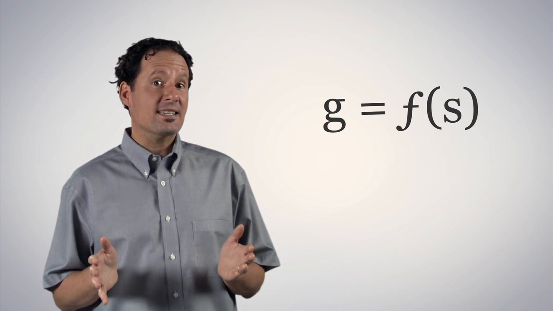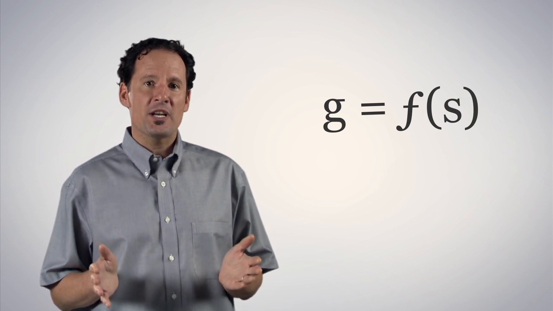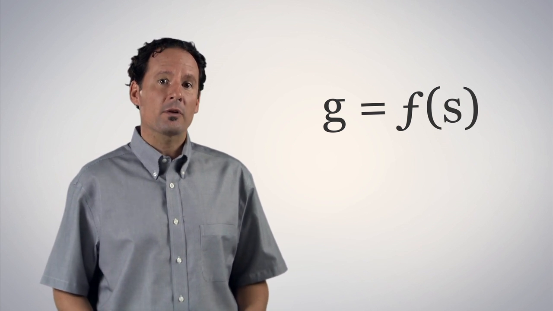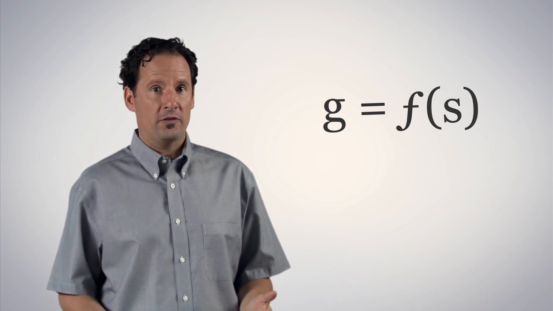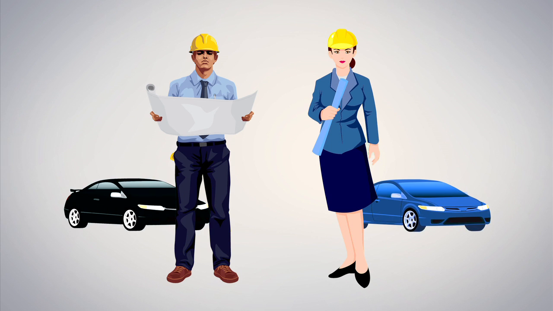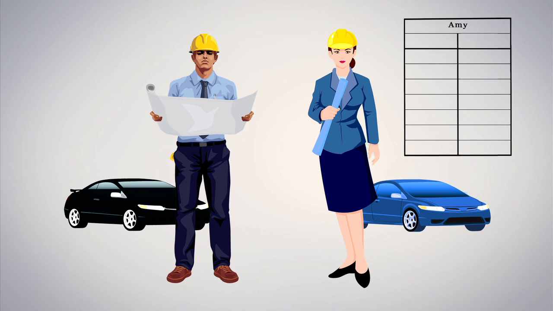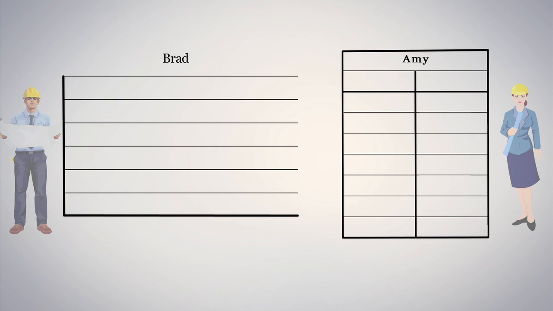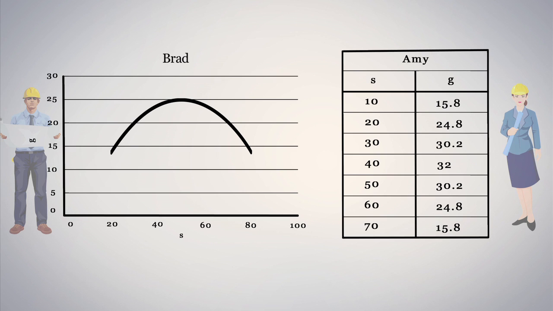We could say that G equals f of S, where S is your speed in miles per hour and G is the fuel efficiency in miles per gallon. The function f relates these input and output values. One day, two of your top engineers working on two different engines bring you some data to compare. Amy represents her data in a table, and Brad represents his data in a graph. They present the following fuel efficiency data. Which vehicle is capable of the best gas mileage when driven at the right speed?